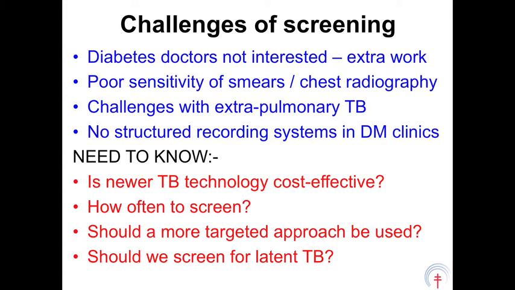I think we also need to know, is the newer TB technology cost-effective in this situation? Should we be using Xpert MTB/RIF for doing our screening? How often should we screen? Is once every 3 months just too much? Should we do it once every 6 months or once a year? Should we use a more targeted approach and just go for diabetic persons who we think are at risk of tuberculosis? And should we screen for latent tuberculosis?